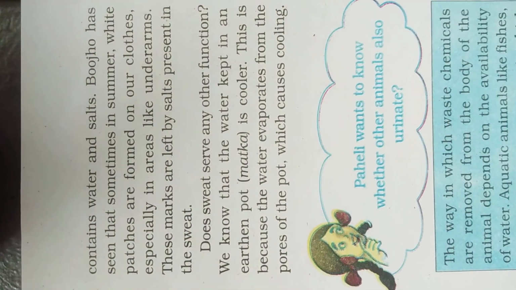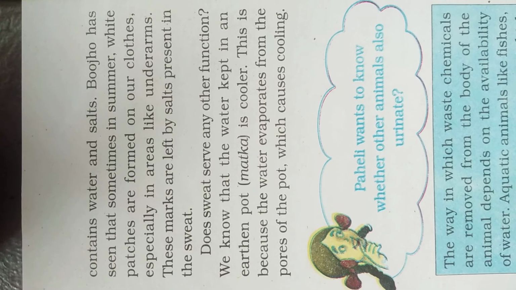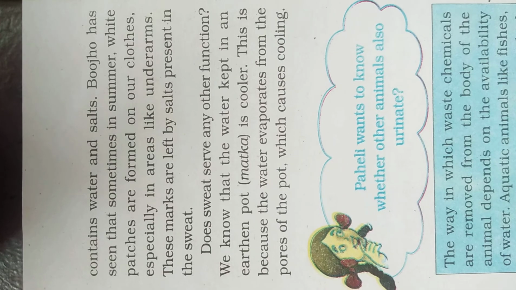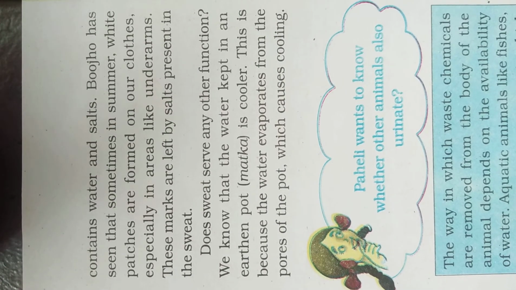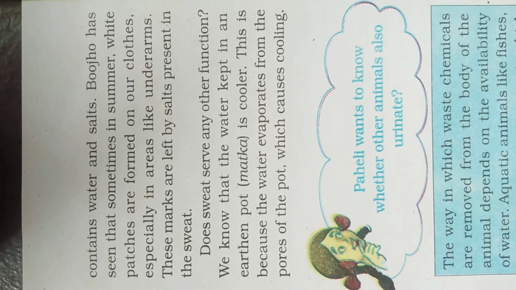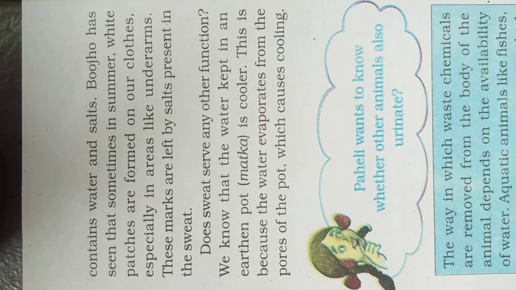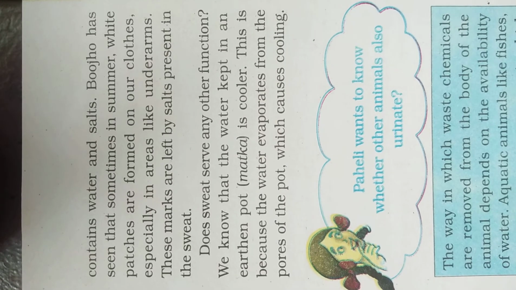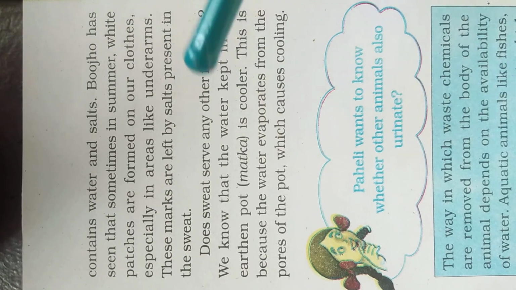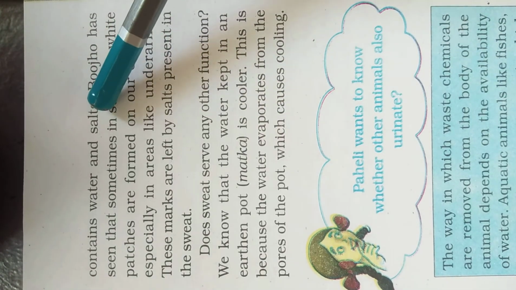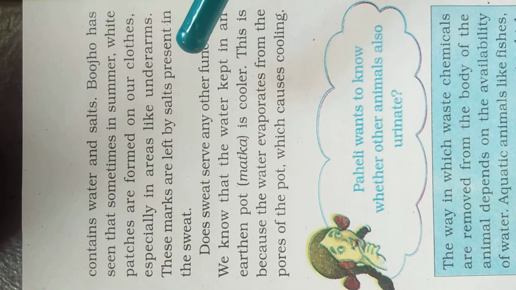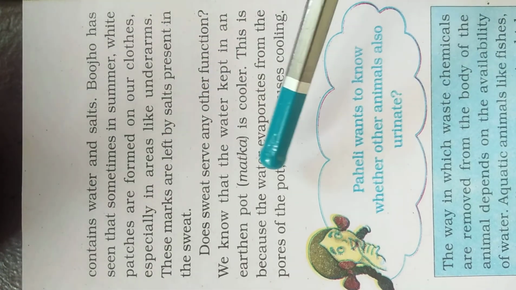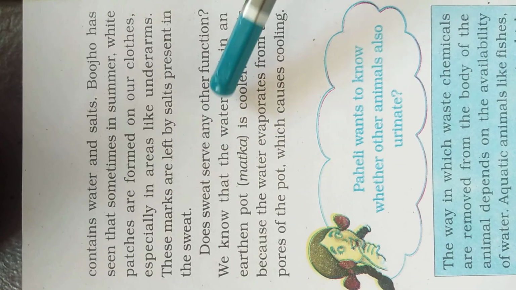You must have seen that sometimes in summer white patches are formed on our clothes. So what are these? These patches are from sweat, especially in areas like the underarms. These marks are left by the salt present in the sweat. So why are these marks left on the clothes? Because of sweat, and that sweat contains salt, and due to that salt, the patches occur on the clothes.